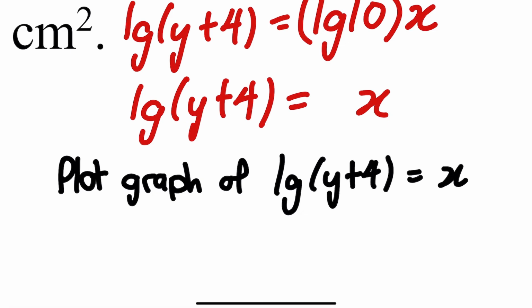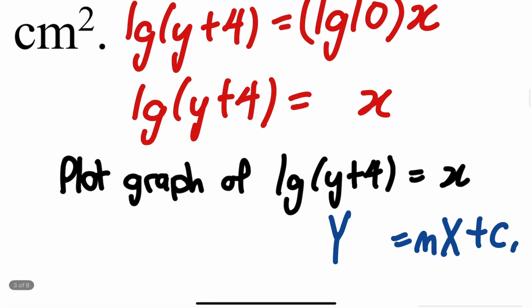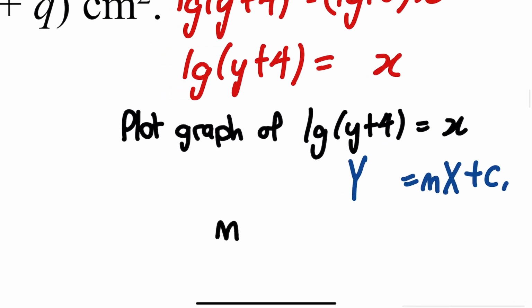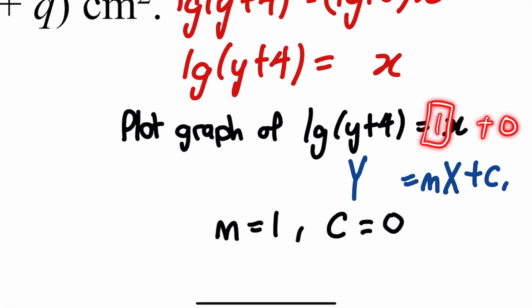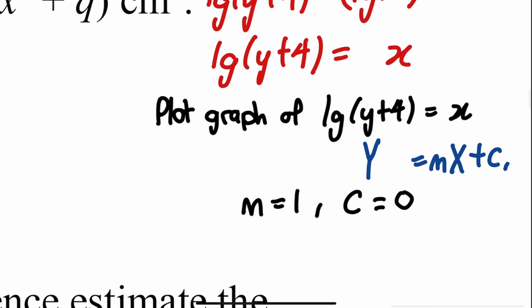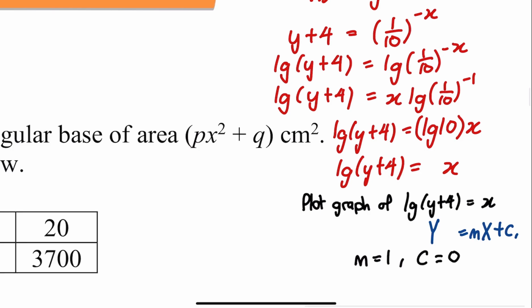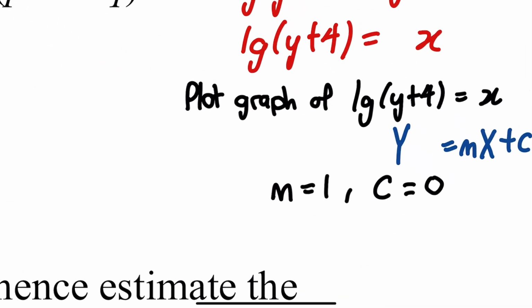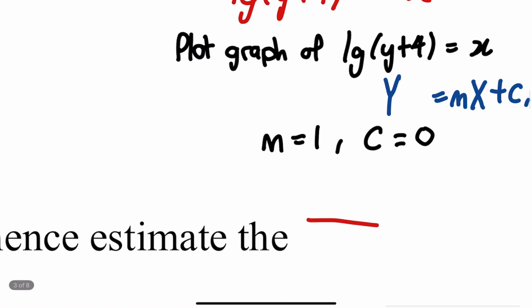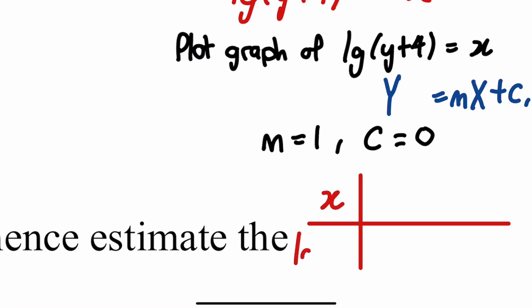If I compare this to y equals mx plus c, I can see that for this graph, the gradient m is equal to 1, and the vertical intercept is equal to 0. Because here is an invisible 1, and there's nothing at the back, my vertical intercept is 0. Once I've figured that out, my last part now is to draw the table of values. To draw a straight line, I just need 3 points. So I can draw a simple table of values over here, and plot x and log y plus 4. How do I decide which 3 points I need?